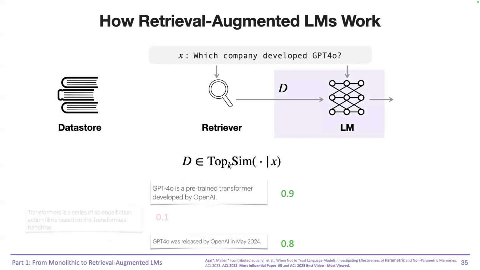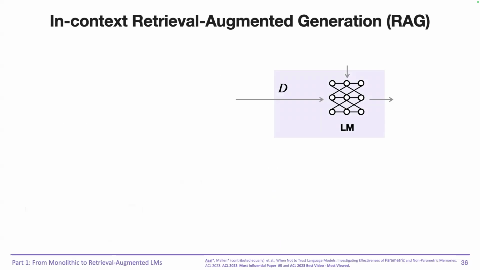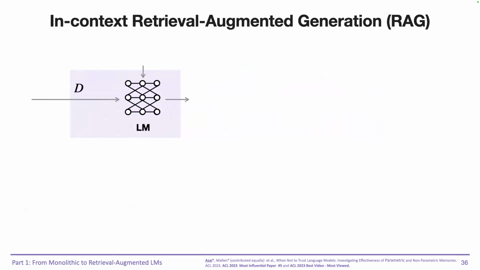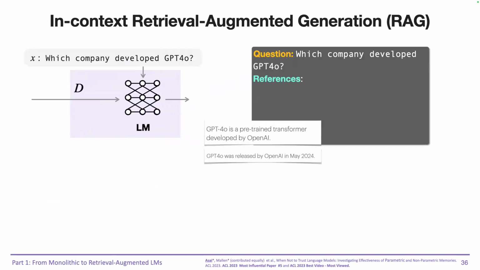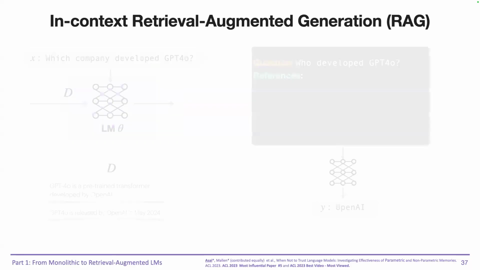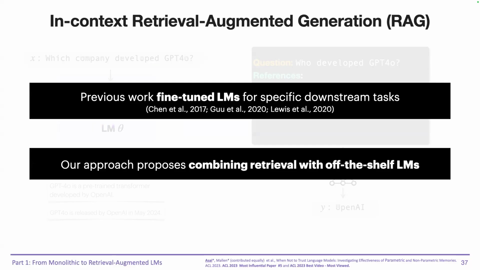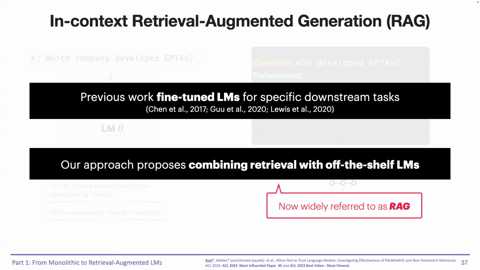Note that there are many different ways to incorporate retrieved documents T. In this work, we focused on in-context retrieval-augmented generation, or just retrieval-augmented generation for simplicity. This approach involves appending retrieved documents T to the original input, such as a question, and then feeding them together into a language model. While retrieval-augmented methods have been studied for years, earlier research often fine-tuned language models for specific downstream tasks. In contrast, we use off-the-shelf powerful language models like open models or GPT-3 without fine-tuning, which is now commonly referred to as RAG. To my knowledge, this is one of the earliest works to propose RAG with off-the-shelf language models and quantify its impact.